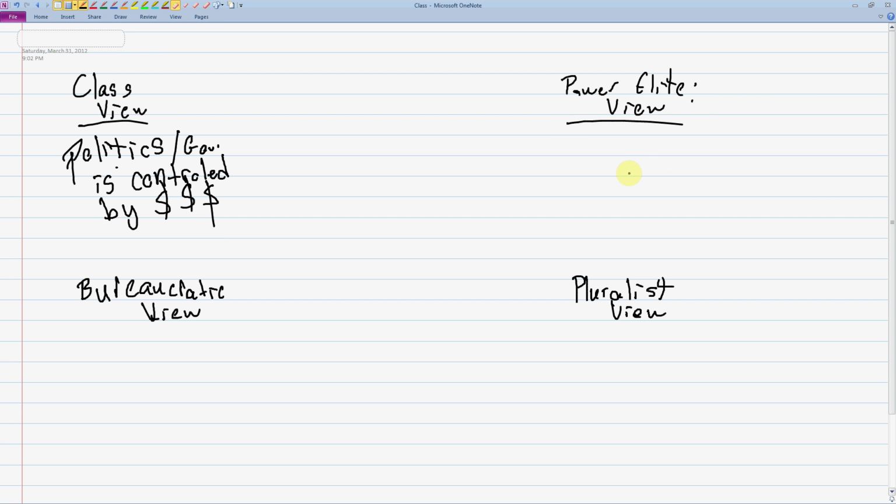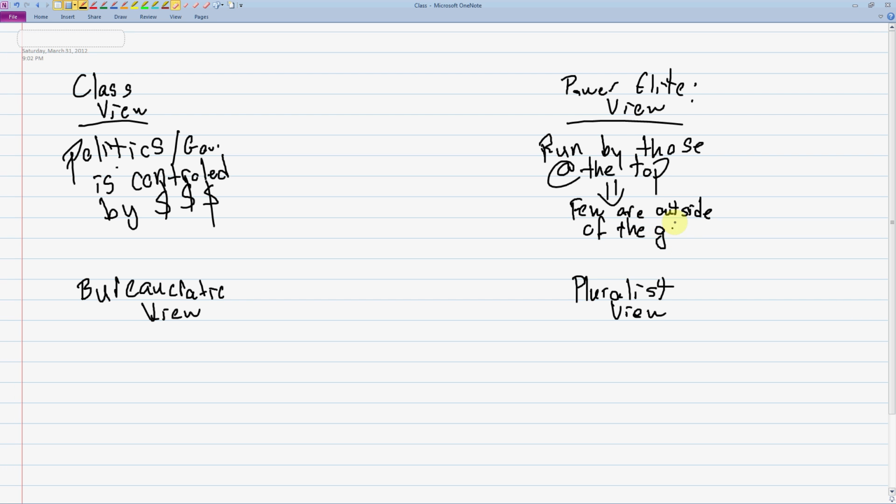Now, power elite view. Power elite view is the view that government is run by those at the top of the food chain, and that a few of the people who actually control are outside of the government. Therefore, me, you, we don't actually have any control over the government, or very little even. We have voting, that's it. But remember, we're indirect, doesn't mean anything.